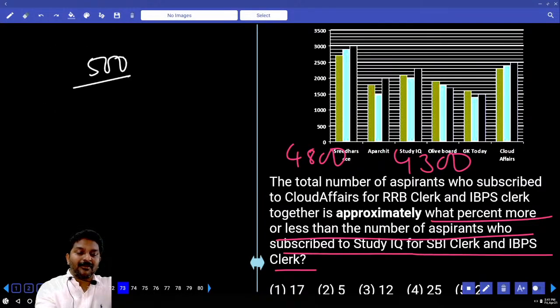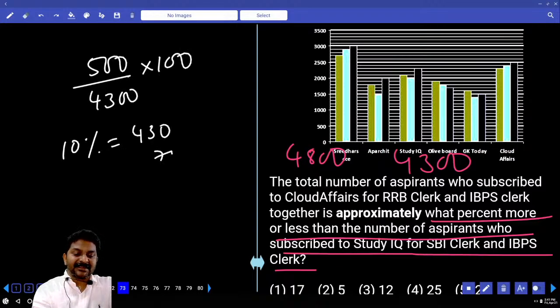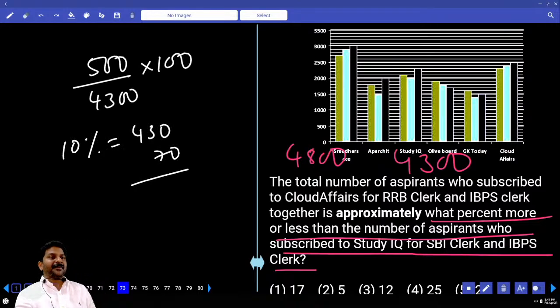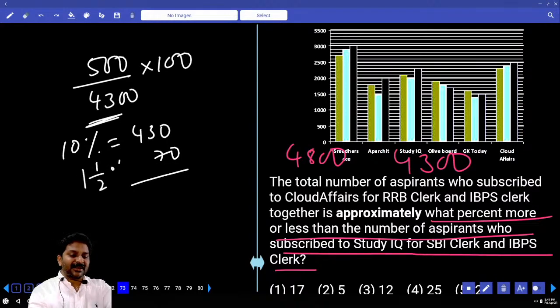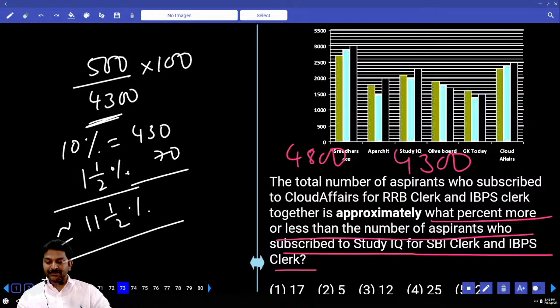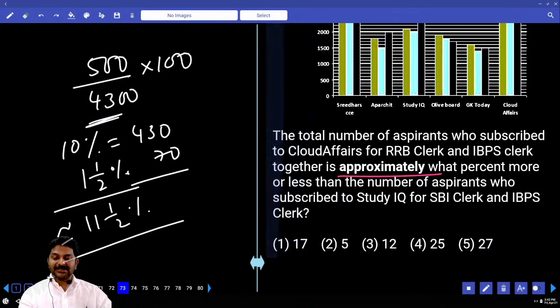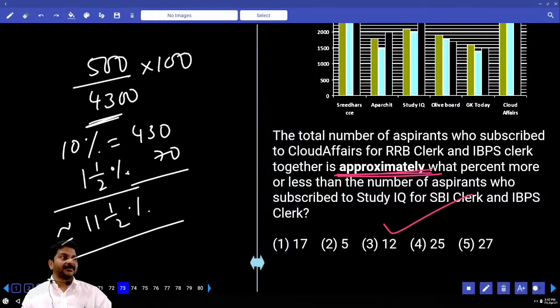500 more upon 4300. Into what is 10% of the denominator? Still you need to add 70, right? What is 1% of the denominator? 43. Our number is more than that. What is 2% of the denominator? Our number is less than that. So approximately we can treat it as 1.5%. So the answer must be approximately 11.5%. Go to options. Approximate answer 11.5, 12%. Got it?